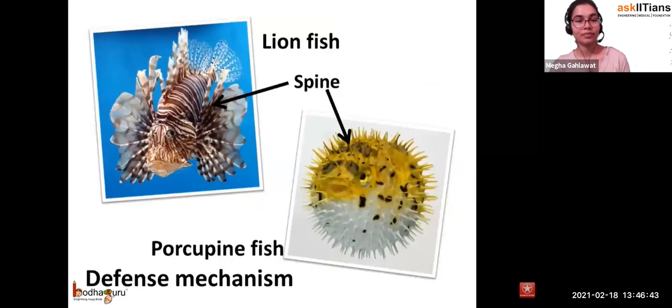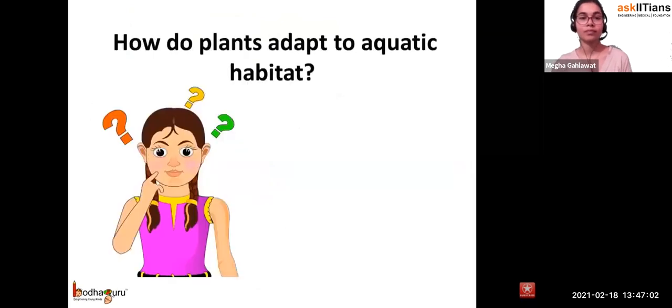Some aquatic creatures have special defense technique, like the squids. They shoot the ink-like substance into the water to escape the enemies. And the lionfish, porcupine fish have venomous spines to defend themselves. Now, what about aquatic plants? How do plants adapt to the aquatic habitat? Let us see.